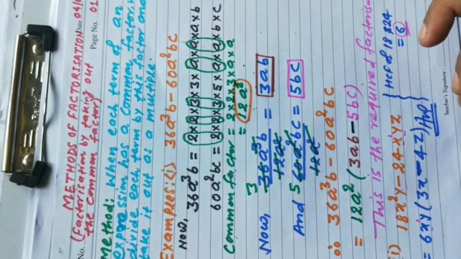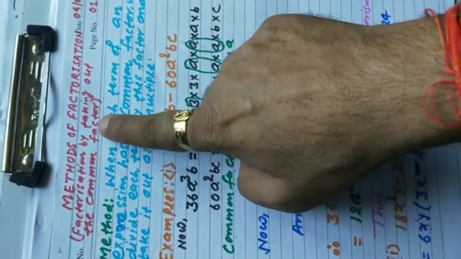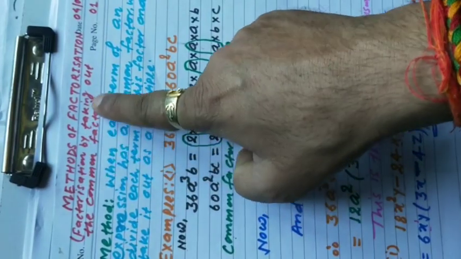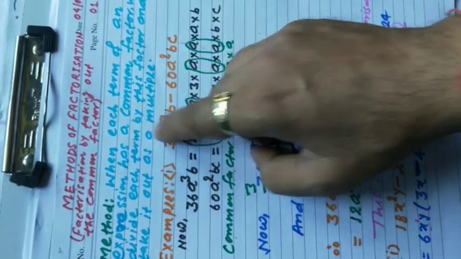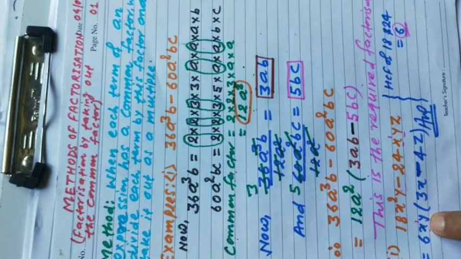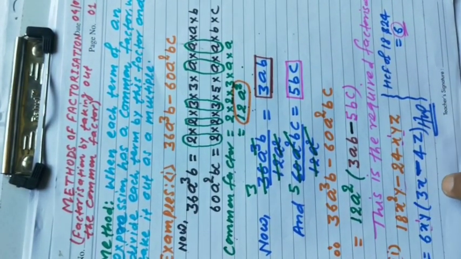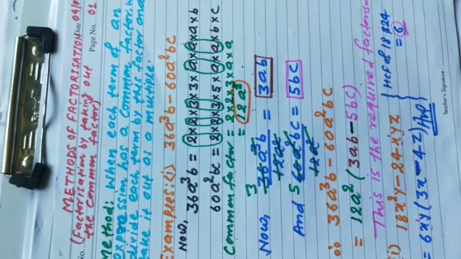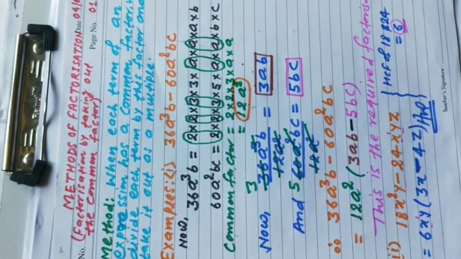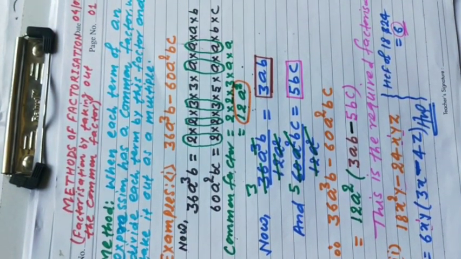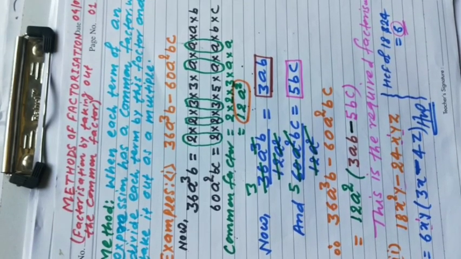This is the method of factorization by taking out the common factor. We have taken out the common factor, and what will be left after dividing each term you have to write in the bracket. Okay, we will see more problems on it.